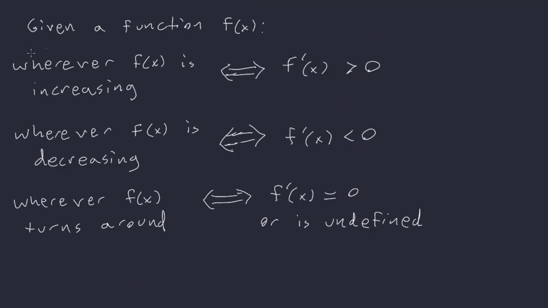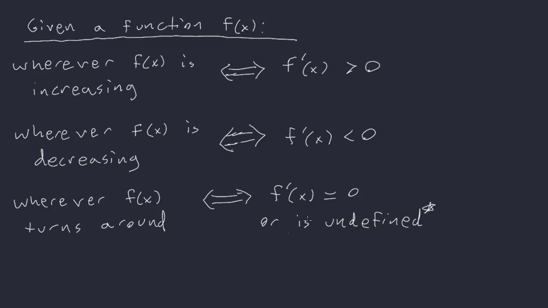All right, so to sort of summarize some of this, given a function f of x, wherever f of x is increasing, that corresponds to where f prime is going to be positive. Wherever f of x is decreasing, that corresponds with where f prime is negative. And wherever f turns around, we're going to get that f prime is either 0 or undefined.